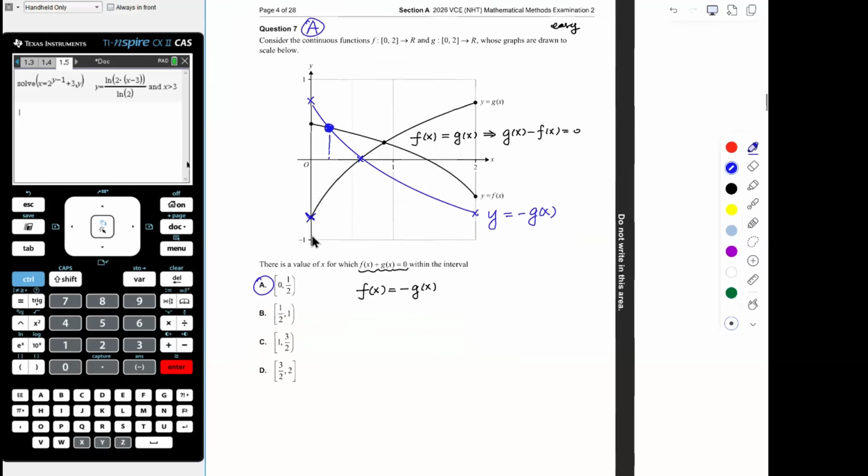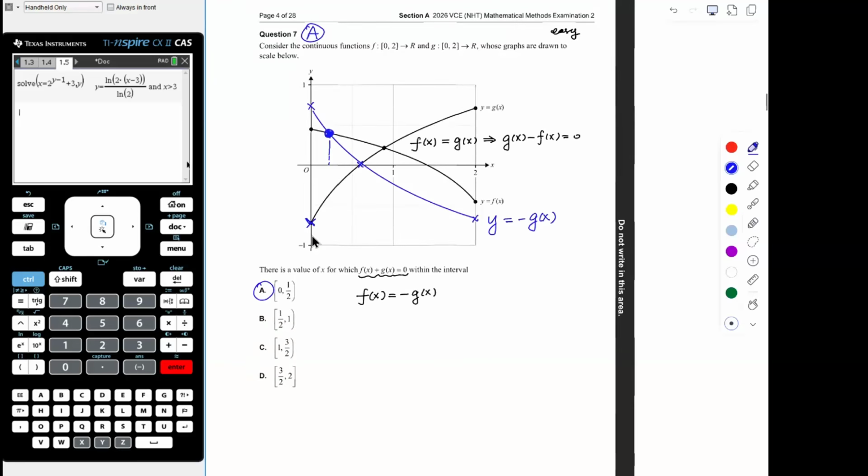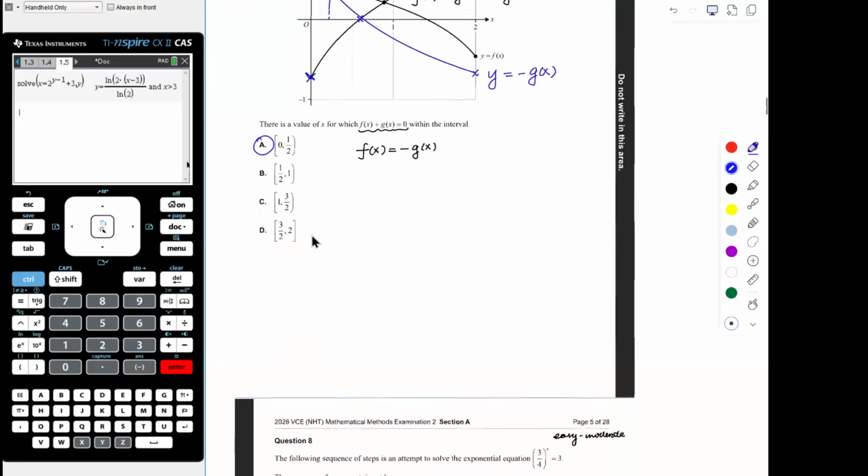Lovely, simple conceptual question, but you have to pay attention to details. It's f of x plus g of x rather than f of x minus g of x.